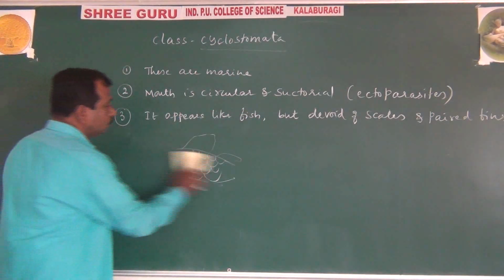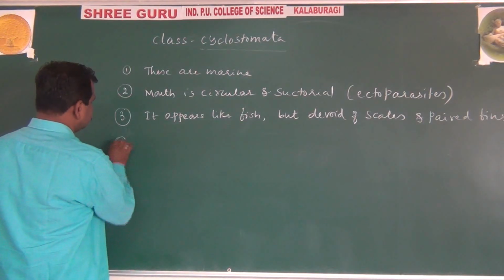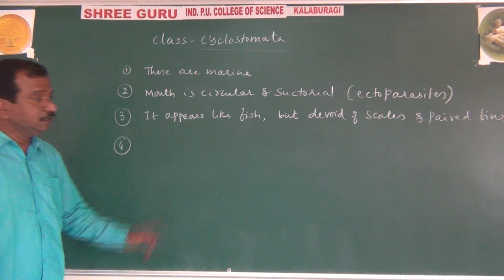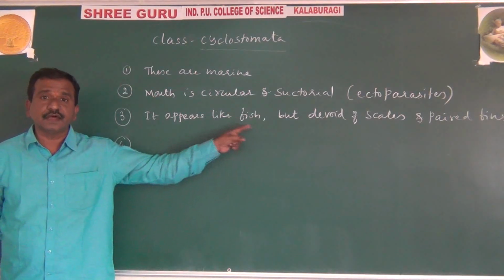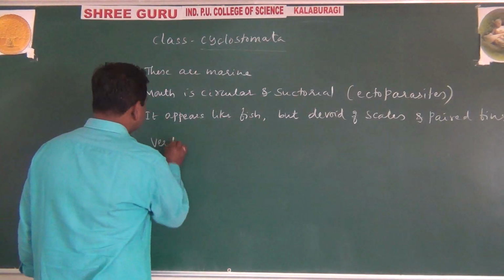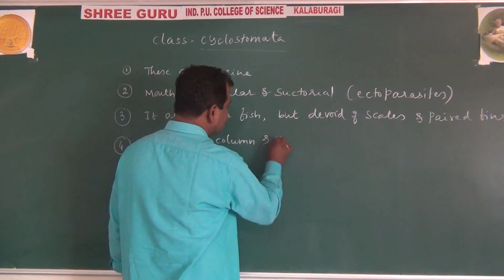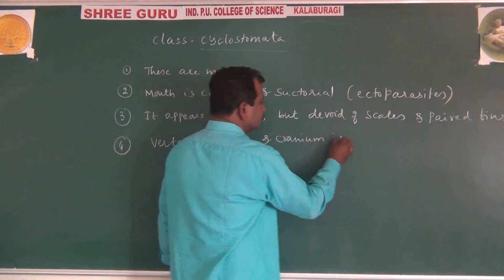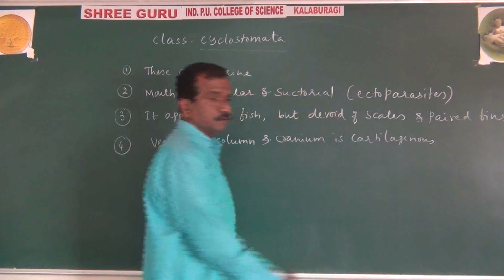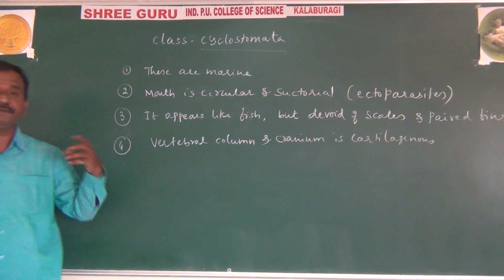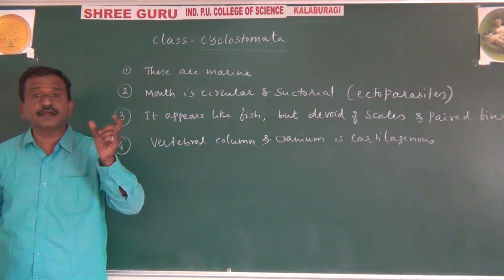Next important character is the vertebral column and the cranium is cartilaginous. Suddenly it is not going to be developed into bones. Initially you can observe that the vertebral column is there, but it is normally made from cartilage.